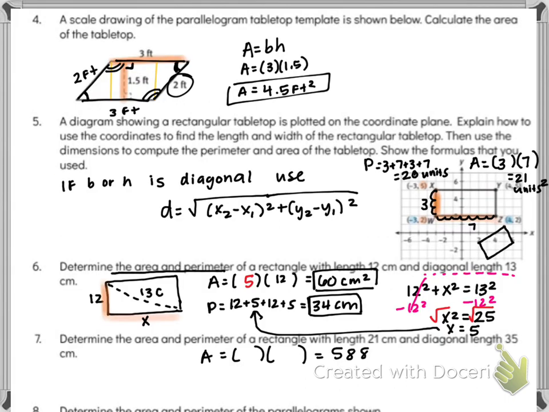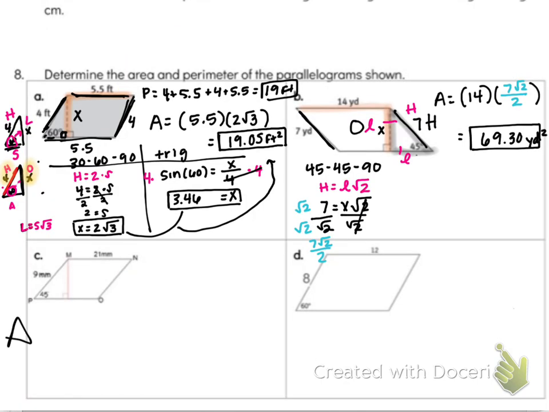So on this page, make sure you know how to do number 7. I'm going to put a star next to 7. Make sure you know how to do C, and make sure you know how to do D. All right, next page.